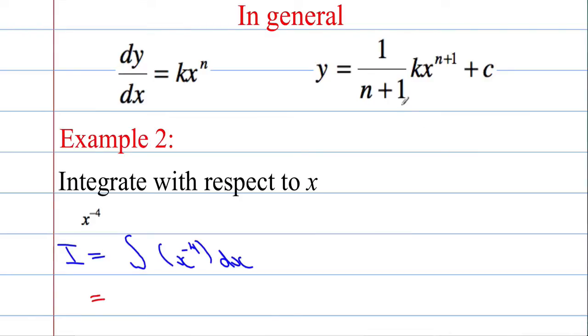And let's apply the rule. So we increase the power by 1. So negative 4 plus 1 gives me negative 3. So increasing the power by 1, and then multiply by 1 over n plus 1. Well, what is n plus 1? It's negative 3. So negative 1 over 3.